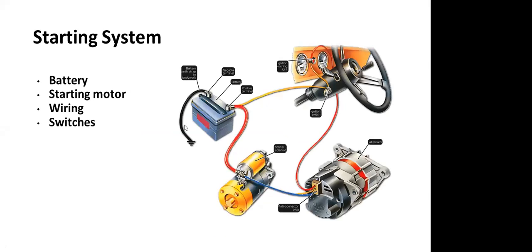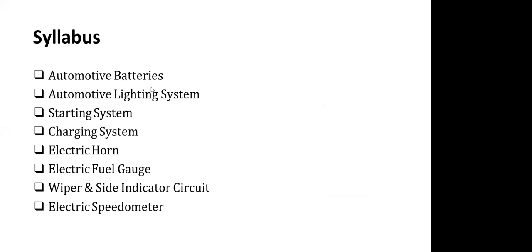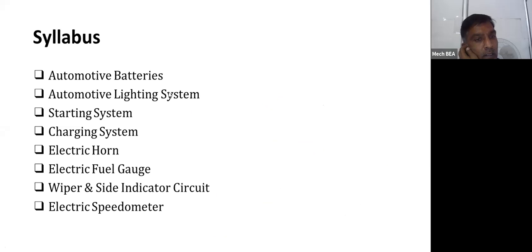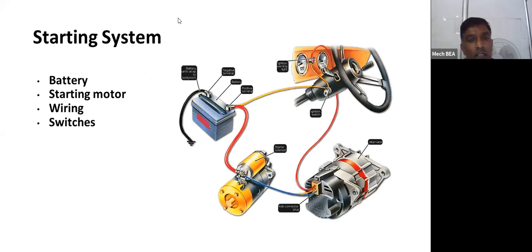Yes, sir. Okay. So now we'll study the next part of this second chapter. So it is remaining. The syllabus for this: automotive batteries, then automotive lighting system, starting system, charging system, electric horn, electric fuel gauge, wiper and side indicator circuit, and electric speedometer. So this is the starting system.